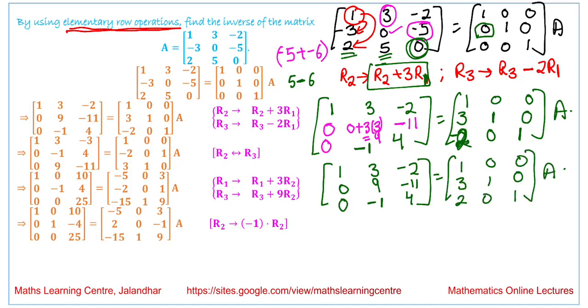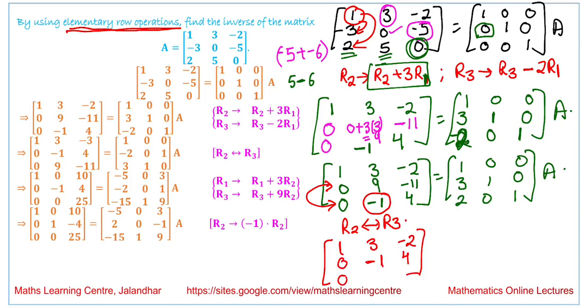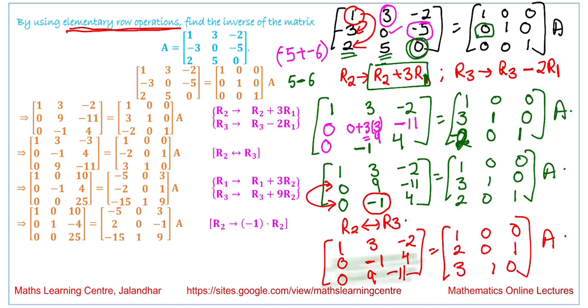Now look at this term over here, it is minus 1. So what we are going to do, we are going to interchange these two rows. We are saying row 2 and row 3 we are interchanging. So we obtain [1 3 -2; 0 -1 4; 0 9 -11] equals [1 0 0; 2 0 1; 3 1 0] into A. What we have done, we have interchanged these two rows.